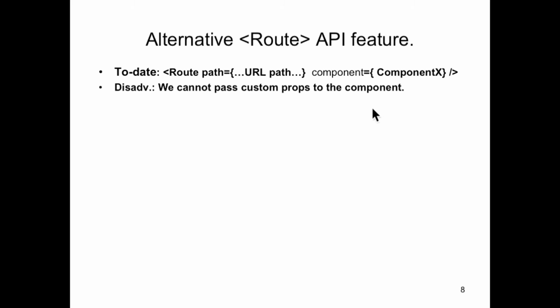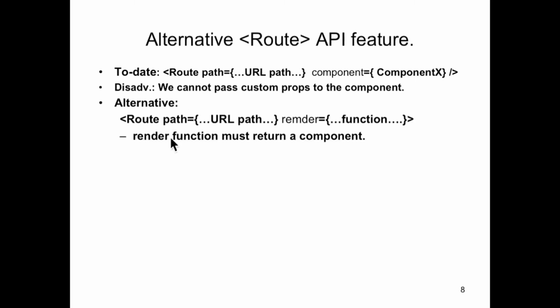And so for that reason, the React router people give us an alternative way of using this route component, which is this format here. So now again, I still have a path prop to my route, but the second prop now is render rather than component. And render, you pass it a function.